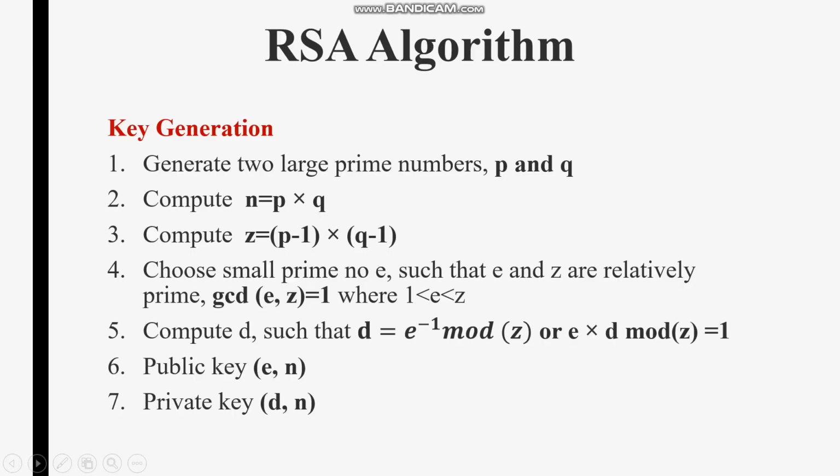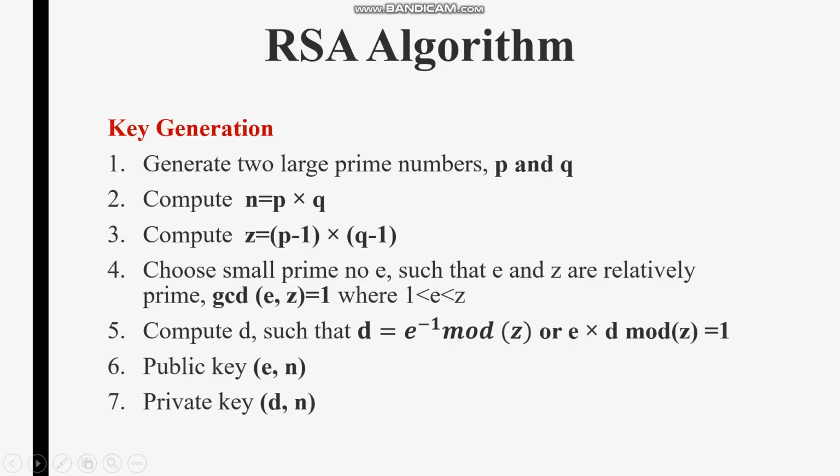Now how do we compute the private key? Compute D in such a way that D is equal to E inverse mod Z. This can also be written as E into D mod Z is equal to 1. So you will compute D. You already know E, you already know Z. You perform E into D mod Z, and you should get 1 as the remainder. So that D you need to choose. How do you choose? Let's understand this with an example.